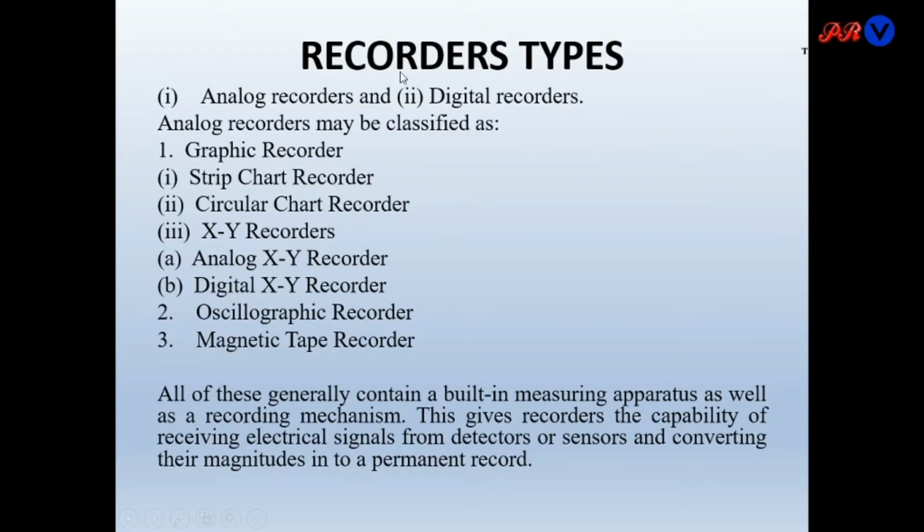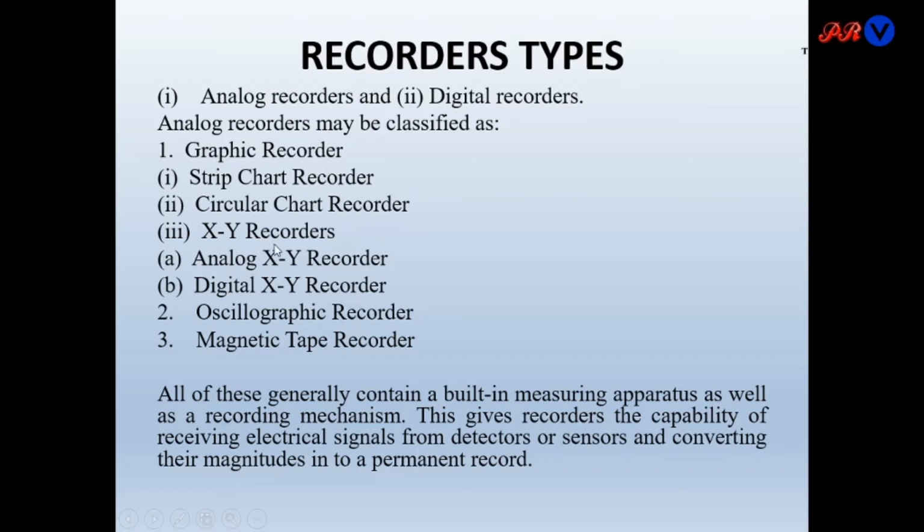Recorder types: generally we have analog recorders and digital recorders. Analog recorders are classified as graphic recorder, oscillographic recorder and magnetic tape recorders, and these graphic recorders are further classified as strip chart recorder, circular chart recorder, and XY recorders. These XY recorders are further classified as analog XY recorders and digital XY recorders.